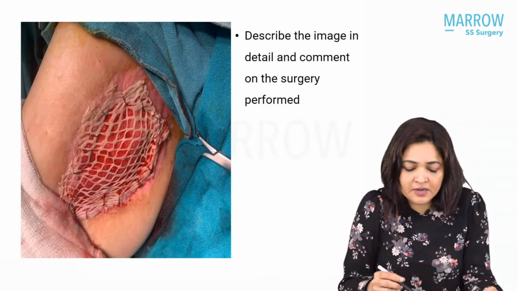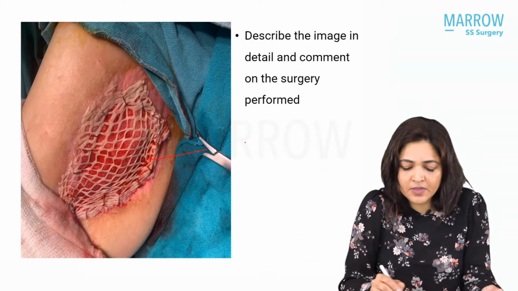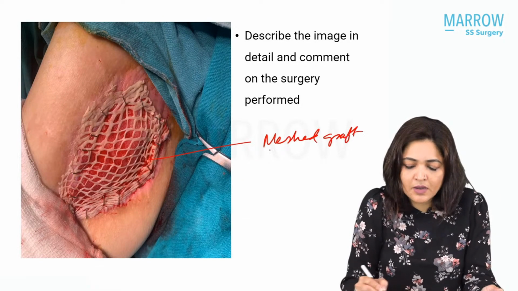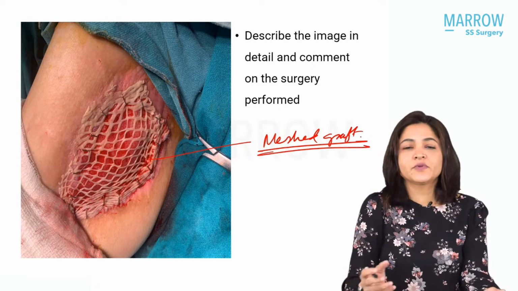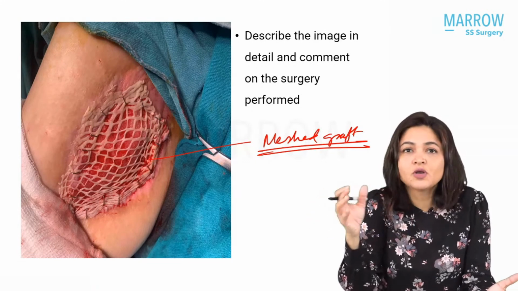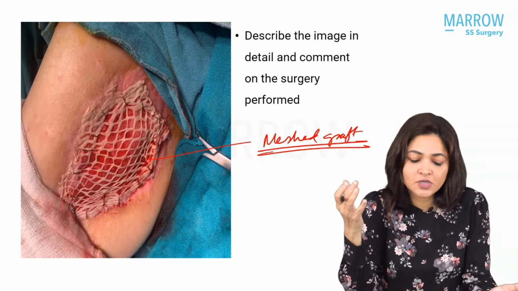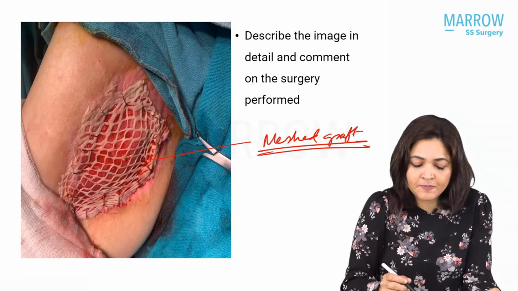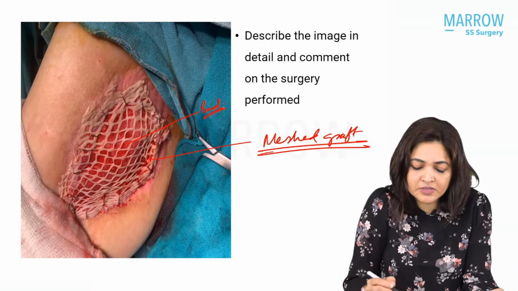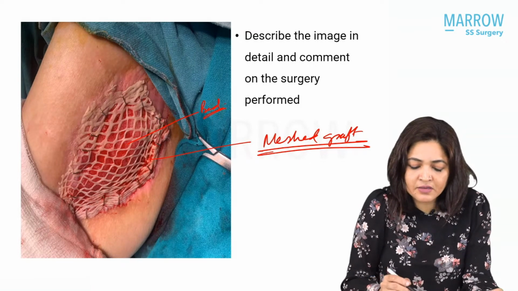Now, let's say that you're presented with this image. It's a spot diagnosis that it's a meshed graft. Now, in what cases do we use mesh graft? Usually when the graft requirement is too much, or when we are dealing with comorbid patients. So here, let's say, what all can you see in the picture? You can see in the picture that the bed is a granulating bed. You can see it's red. A granulating bed is there. The graft has been fixed with staples all around.